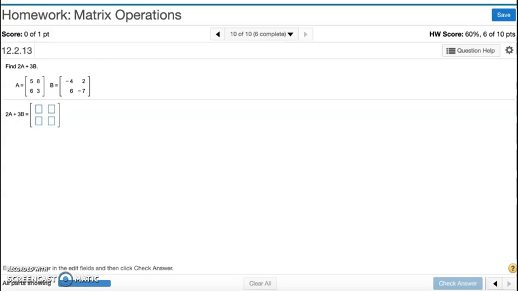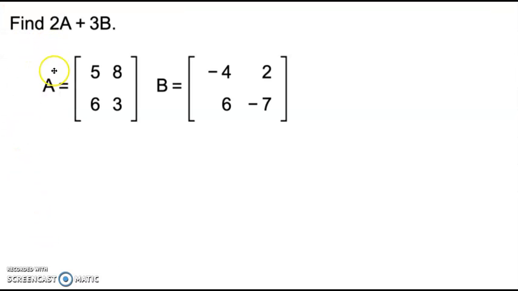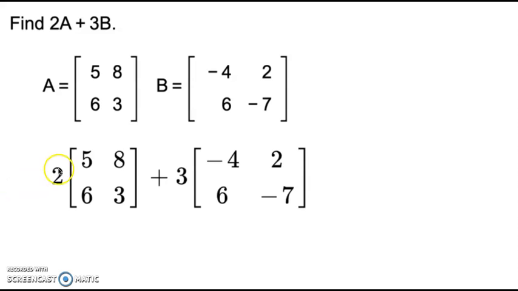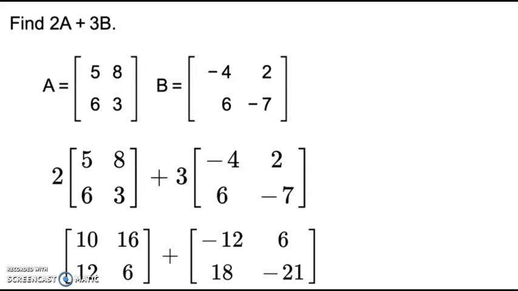So let's take a look at that. So we have 2 times matrix A plus 3 times matrix B. So let's multiply first. So 2 times matrix A and 3 times matrix B. So multiplying each of these by 2, you'll get 10, 16, 12, and 6 for the first one. And for the second, you'll get negative 12, 6, 18, and negative 21. And then you add them.